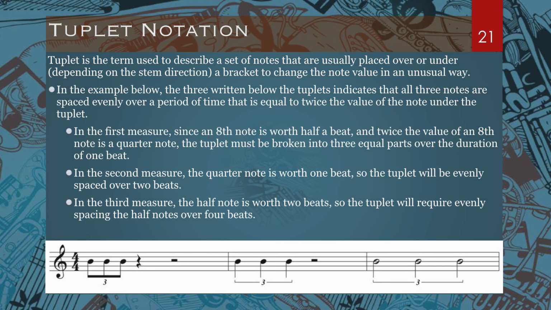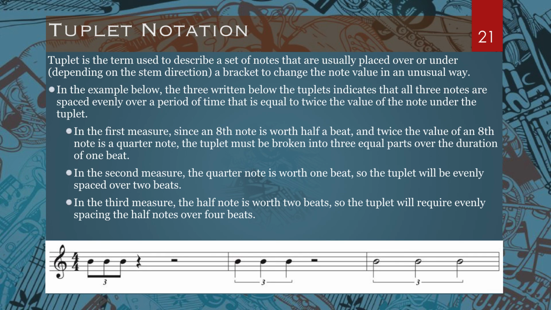So those terms are very similar, tuplet and triplet. A tuplet just refers to the concept of grouping more than 2 notes in a bracket to create an unusual division of the beat. The triplet means that there are 3 of them in a tuplet.